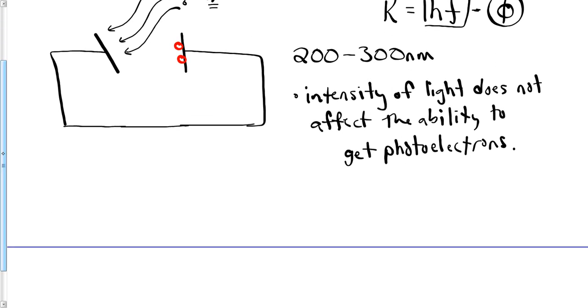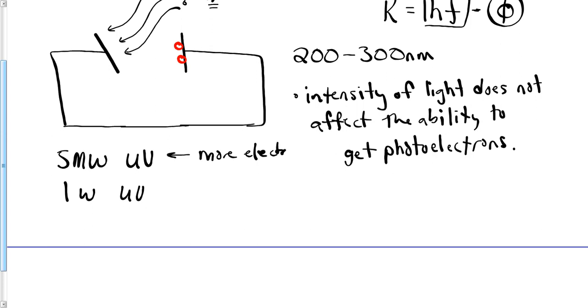Yeah. So if you had, say, a 5 megawatt UV source versus a 1 watt UV source, this one will knock off more electrons. Right. Or it will knock off electrons at a greater rate because there's more photons present. This one would have fewer photons. These are, of course, the same energy, but more photons are coming in because it's a higher wattage. So more electrons will end up leaving.